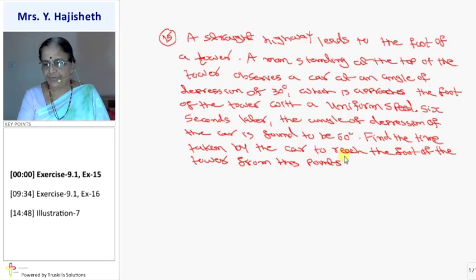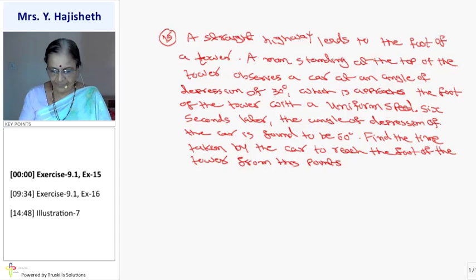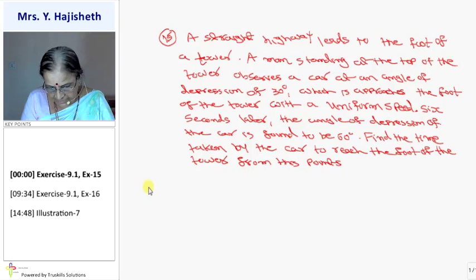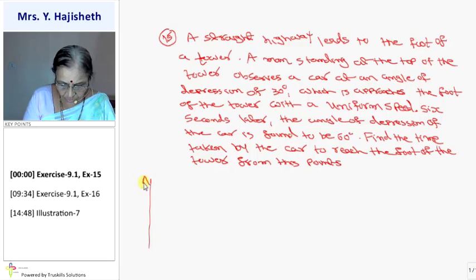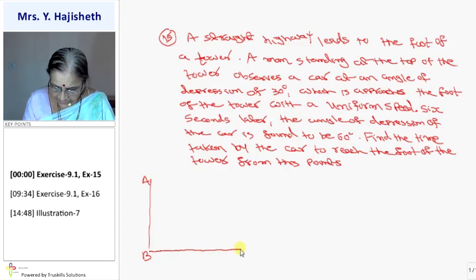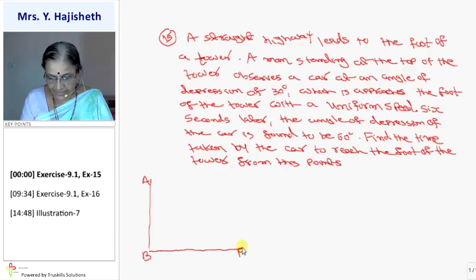A straight highway leads to a foot of a tower. A tower है, AB is a tower. Okay, so B is a foot of the tower. A यहाँ से एक हाईवे जाता है and at point P there is one car, right?